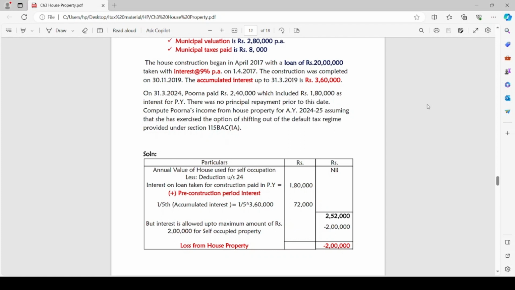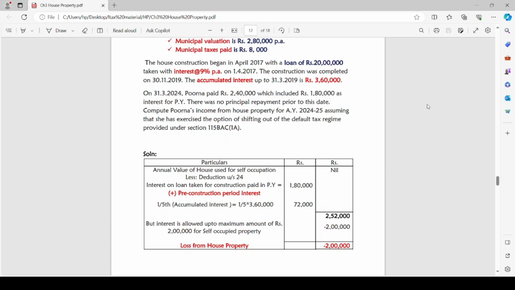To this, we also add pre-construction period interest. The accumulated pre-construction period interest is rupees 3,60,000. But as per the income tax provisions, we can claim only 1/5 of pre-construction period interest for the next 5 years after the completion of construction. So, 1/5 of rupees 3,60,000 is rupees 72,000. Total deduction under section 24 is rupees 2,52,000, including the interest amount which has been paid in the previous year as well as pre-construction period interest. The total interest amount stands at rupees 2,52,000.